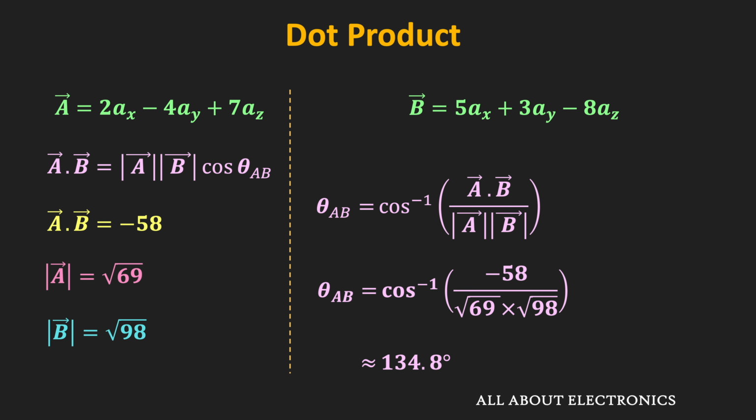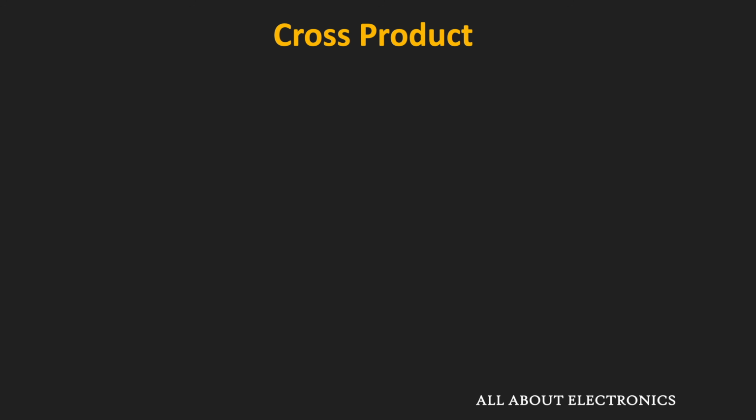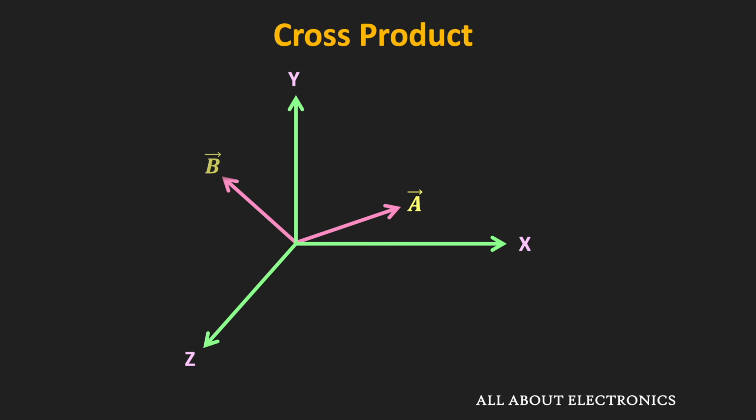Similarly, now let us see the cross product. Unlike the dot product, the result of the cross product is a vector quantity. That means here, we will perform the cross product on two vectors, and we will get another vector. First of all, let us understand what this cross product signifies. Let's say we have two vectors A and B, and if we take the cross product of these two vectors, then the resultant vector will be perpendicular to the plane containing both vectors A and B.